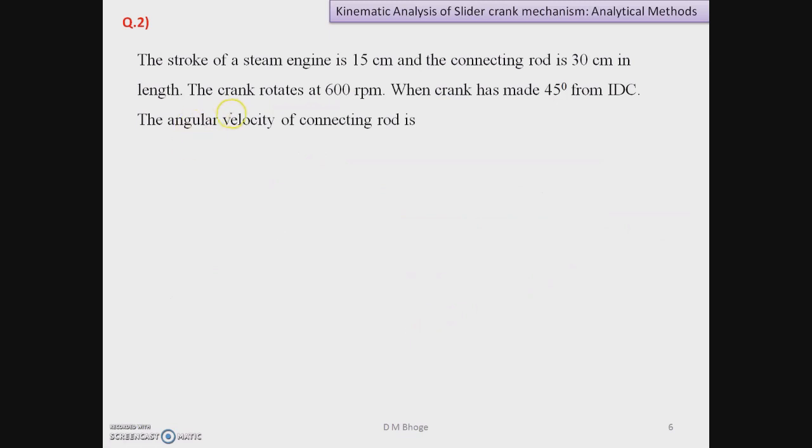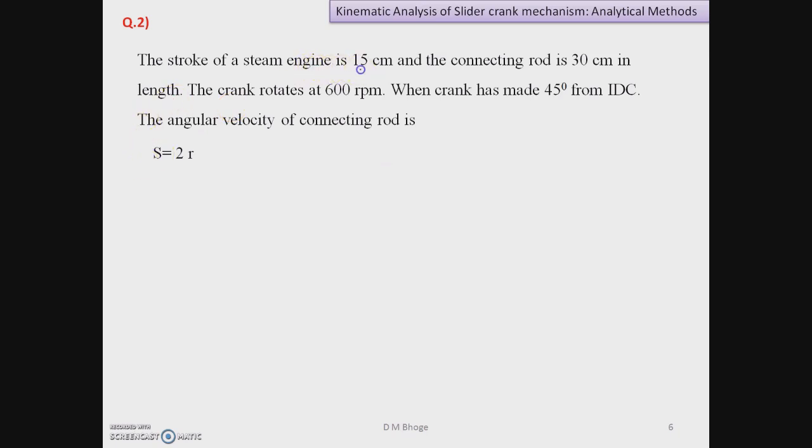Now question number 2. The stroke of the steam engine is 15 centimeters and the connecting rod is 30 centimeters in length. The crank rotates at 600 rpm. When the crank is made 45 degrees from IDC, the angular velocity of connecting rod is?